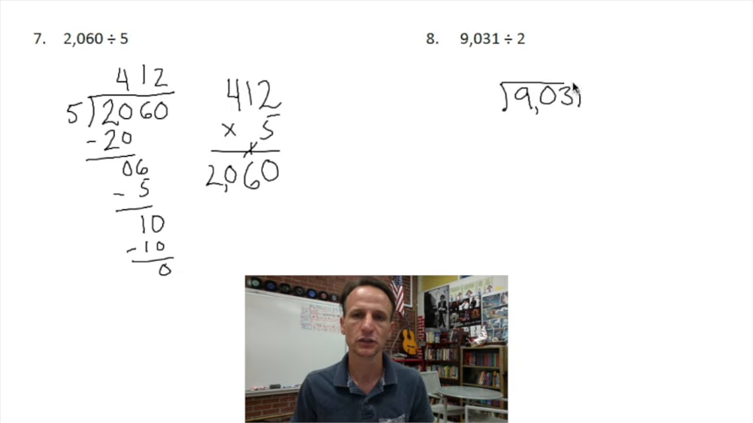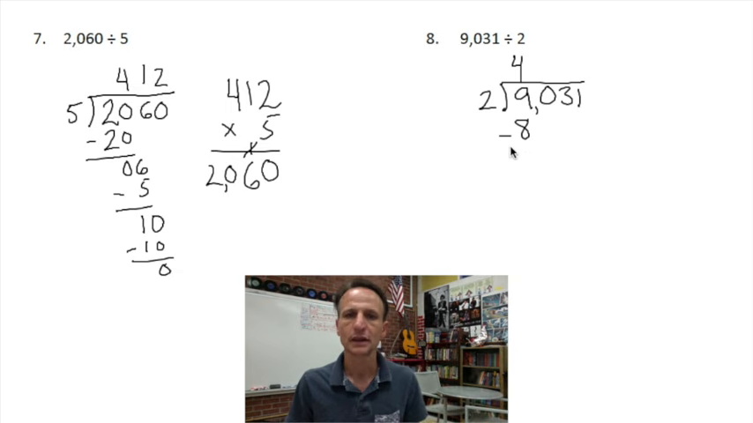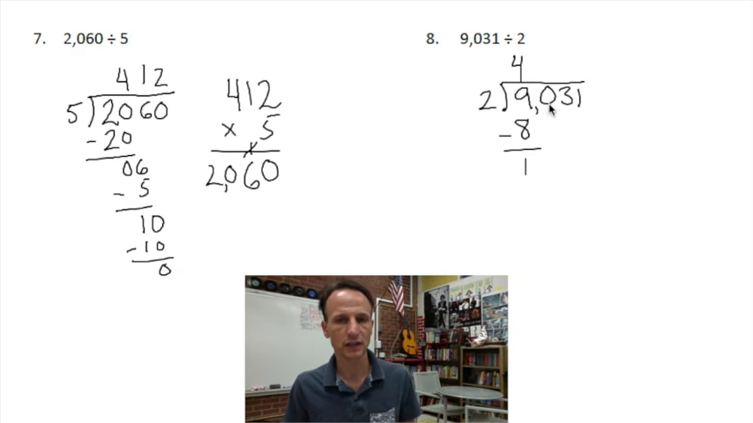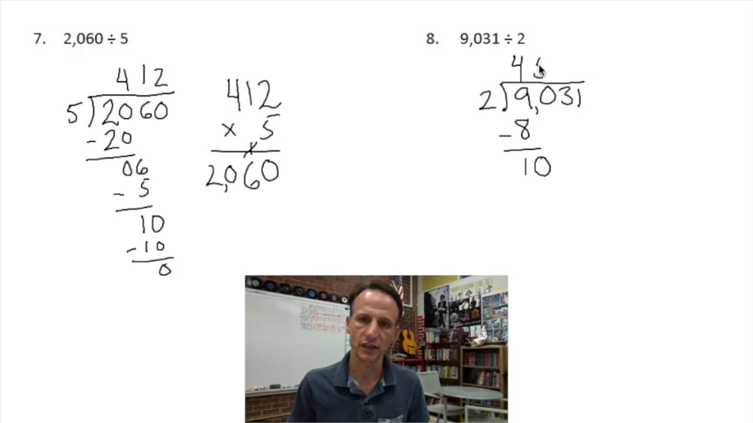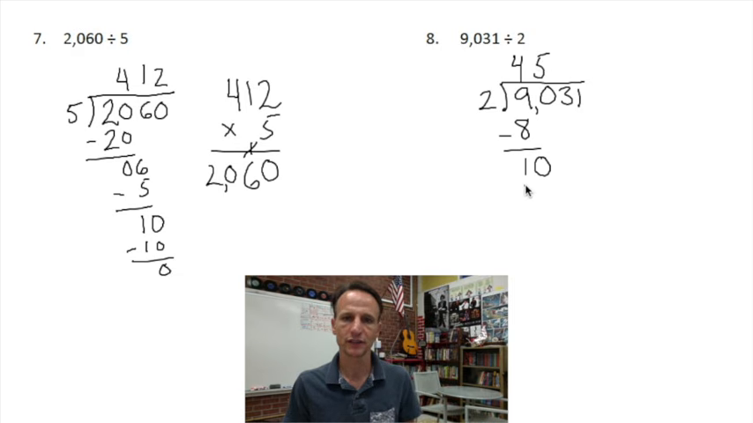9,031 divided by 2. So how many 2's in 9? Yes, there are 4 2's in 9 because 4 times 2 is 8. When we subtract, we're left with 1,000. And now let's go to the next place, the hundreds. We have 0 hundreds. Treat it like any other number. So how many 2's in 10? Yippers, there are 5 because 5 times 2 is 10. Subtracting, we're left with 0 hundreds.